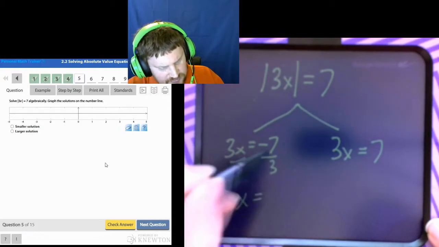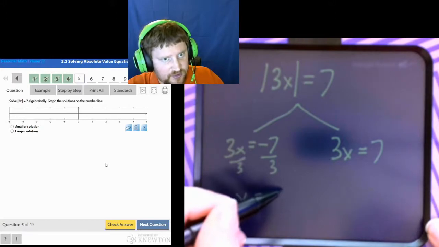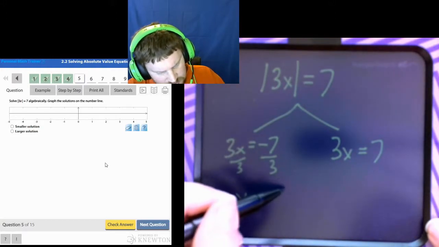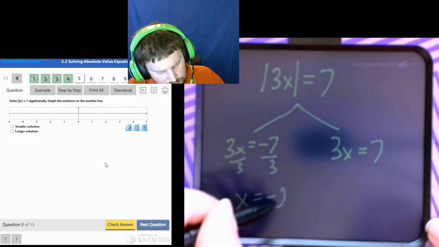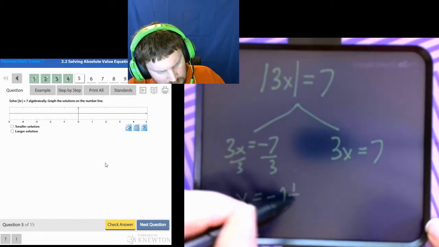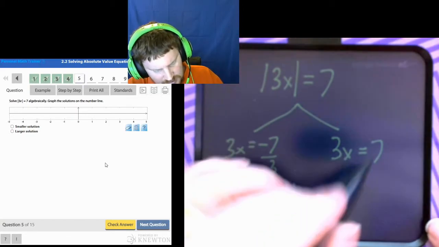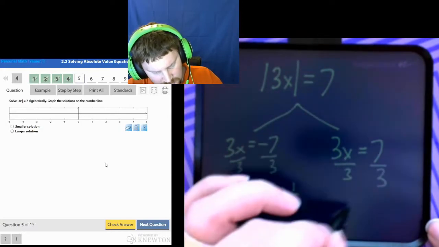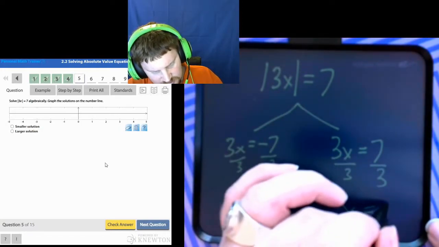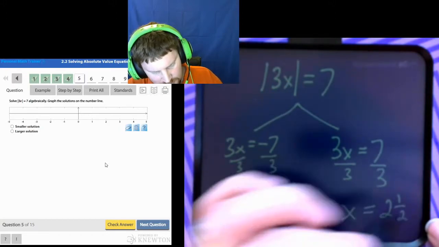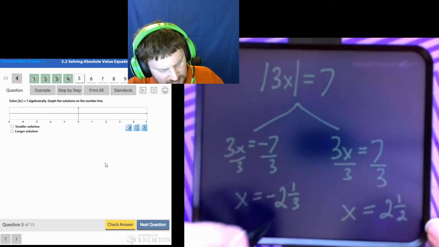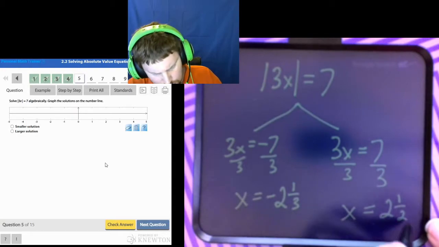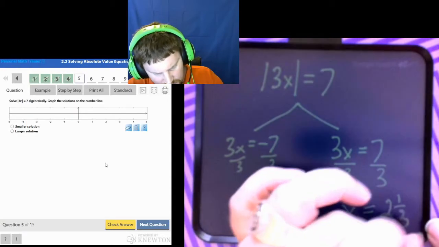x equals -7/3, which is going to be negative 2 and 1/3. And then we're going to have the same thing over here, divide both sides by 3. And 7/3 is the same as 2 and 1/3. So this could either be written as 7/3 or 2 and 1/3, either way.